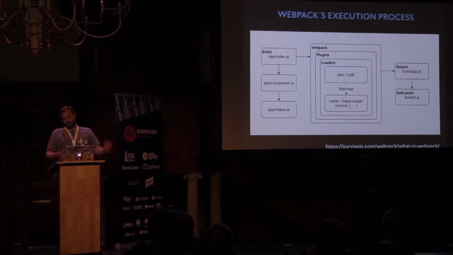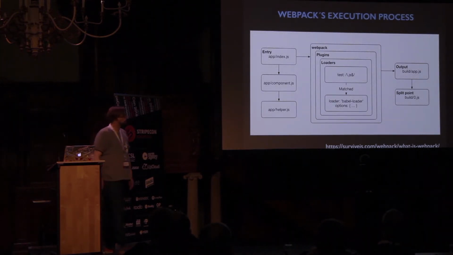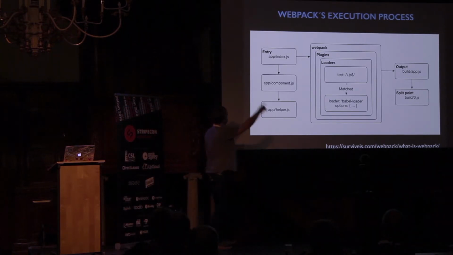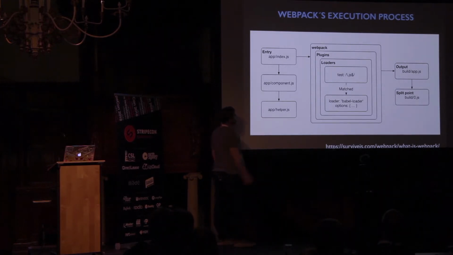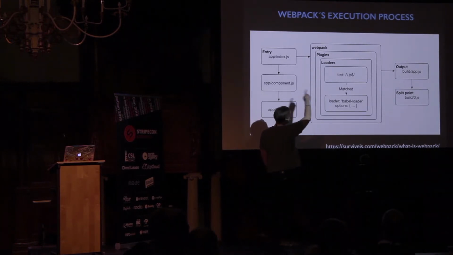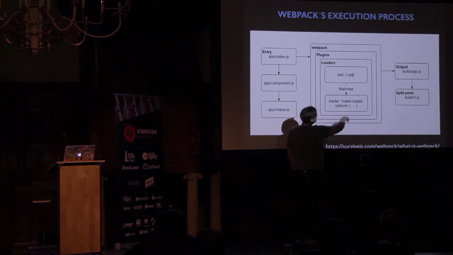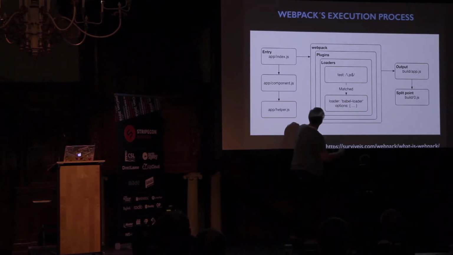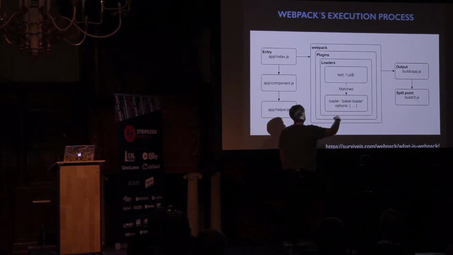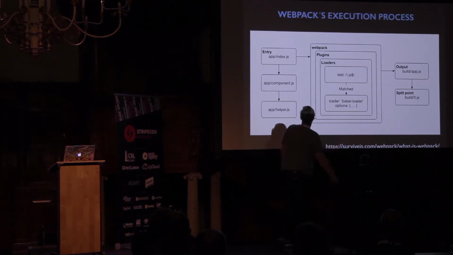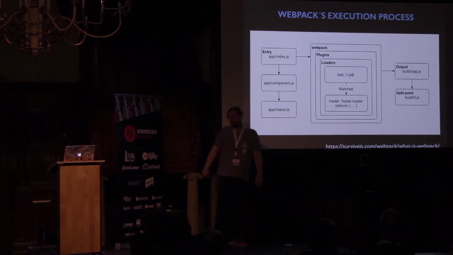Now we have a graphic for all that I just told you. Here you have your entry.js. There you import your components.js and your helper.js. Then Webpack takes it, the loader comes in. If it finds JS, then use Babel loader and put out the defined output files, the bundles we told it to generate.